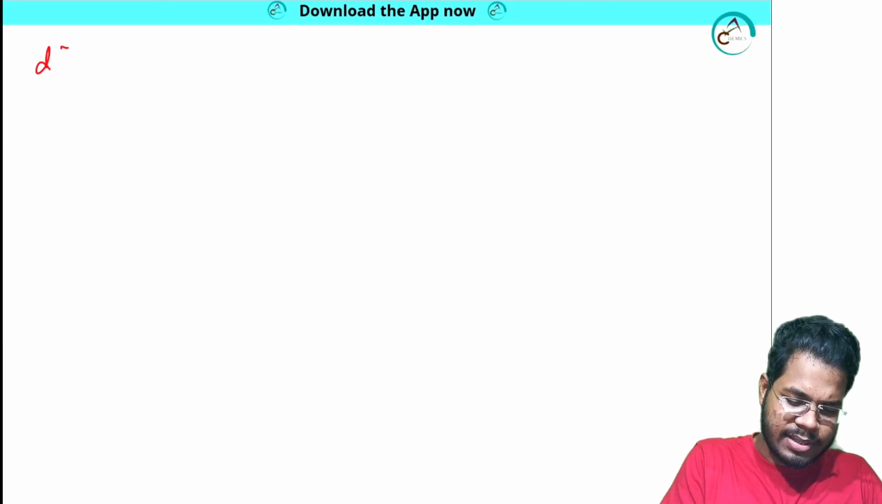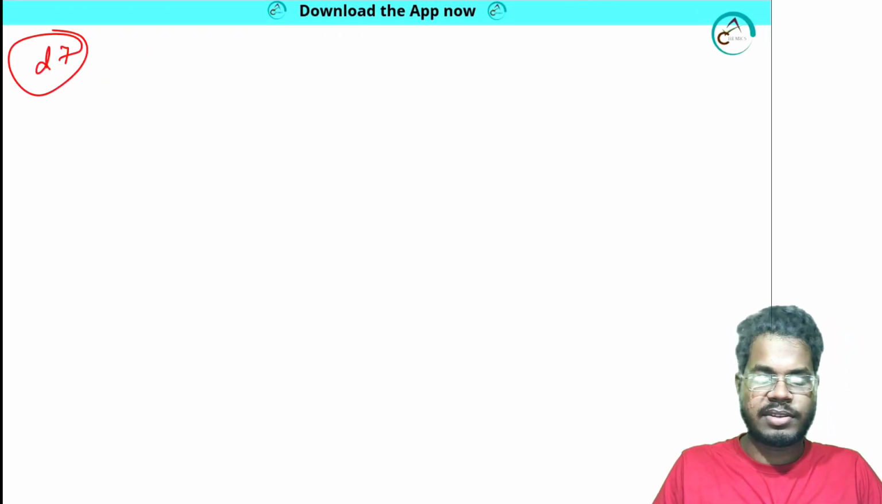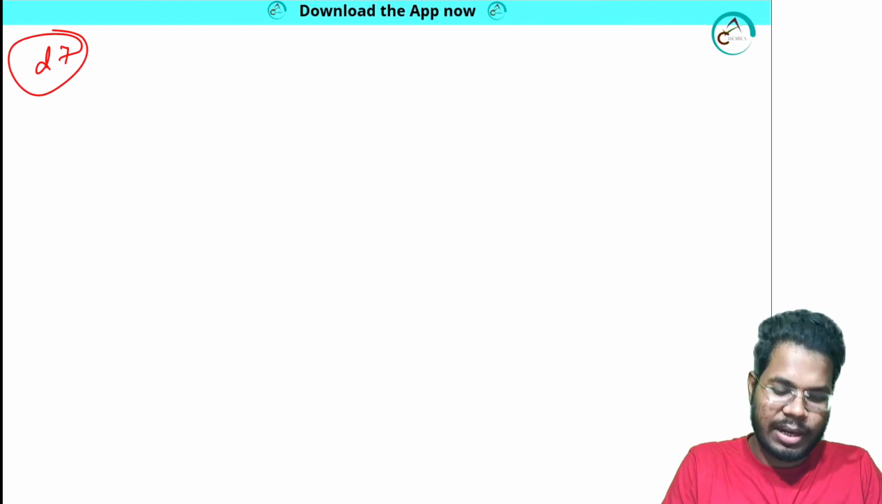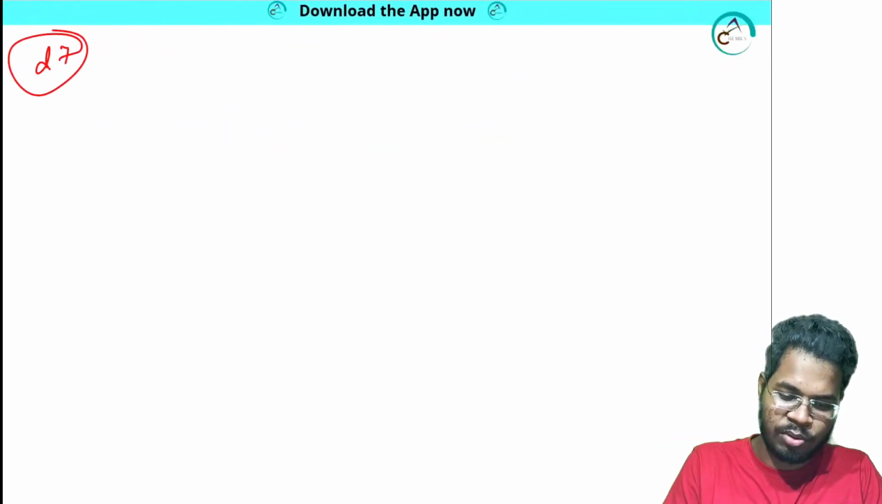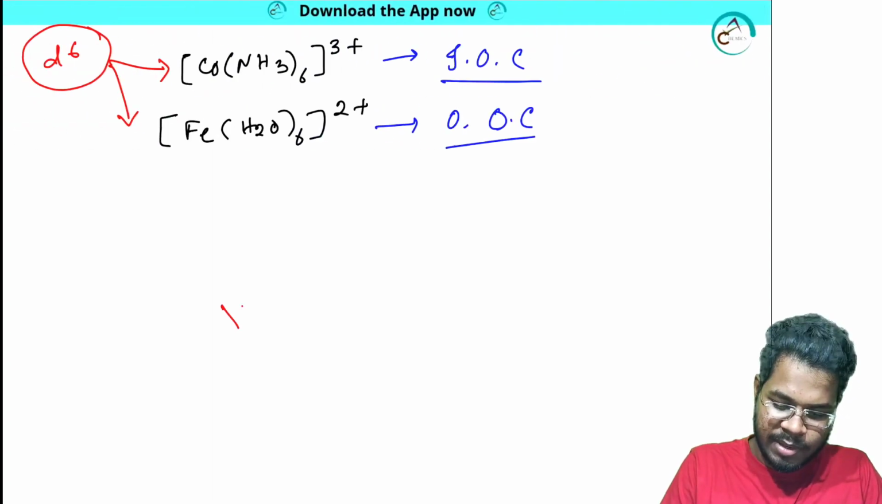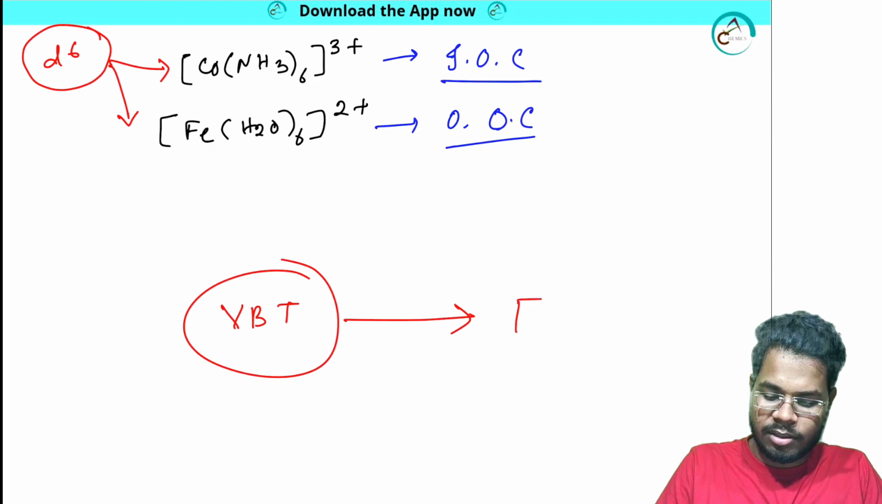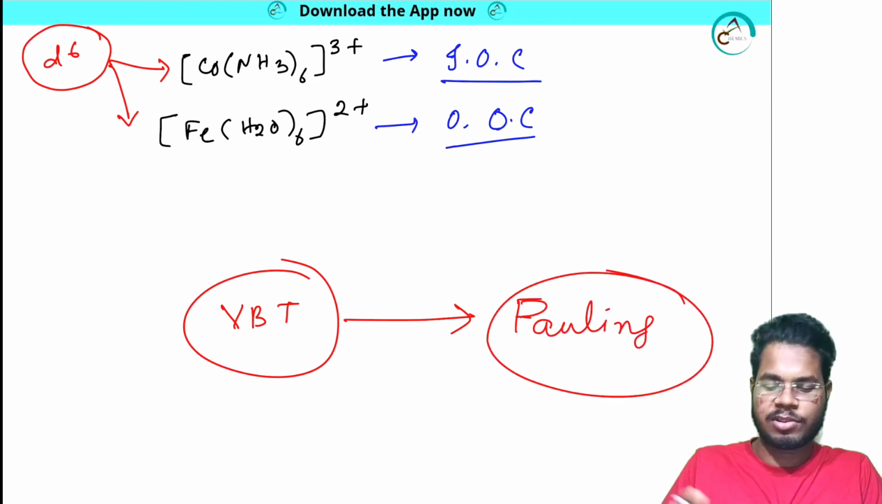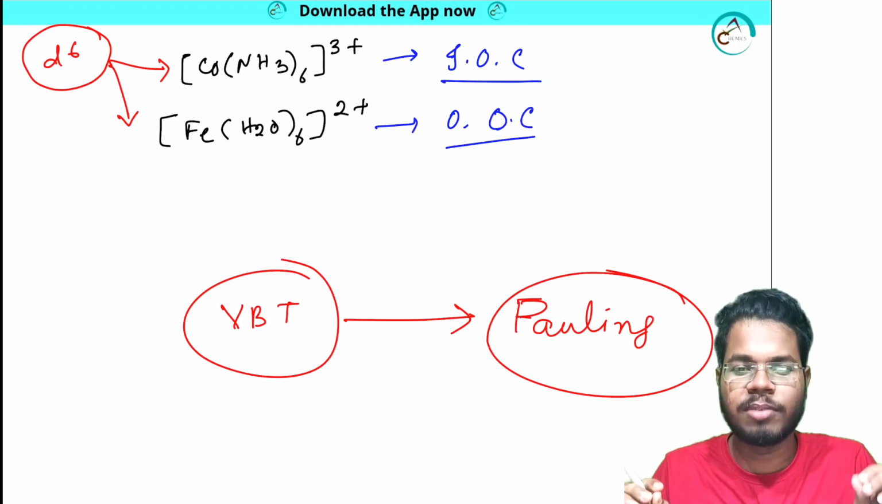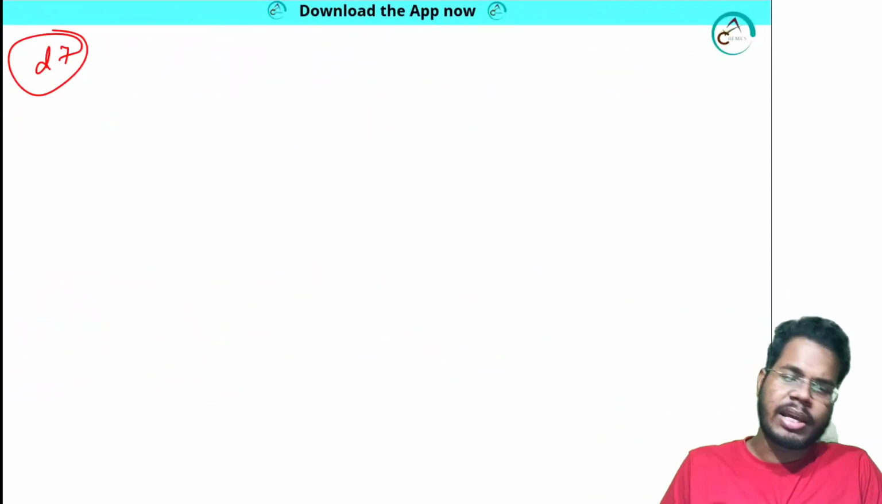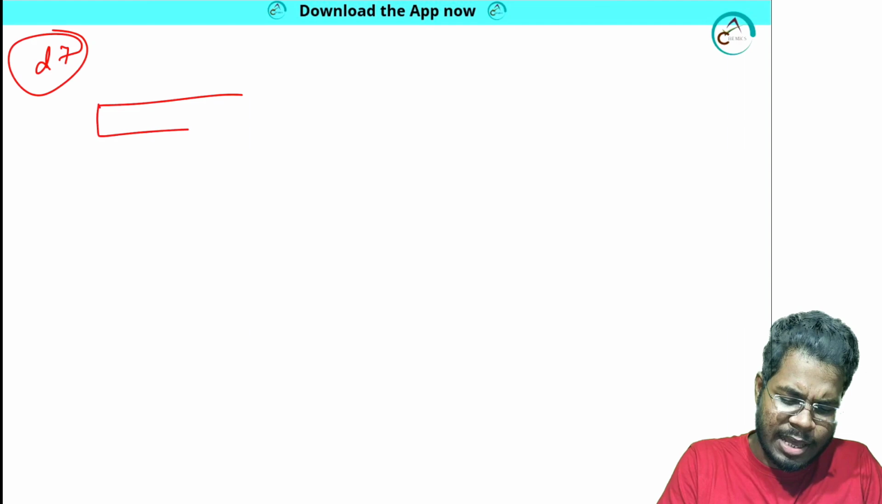Let me take the d7 system. It is very interesting. Let me take one example like that. I told you, if I forgot, then I can tell you that this VBT theory was found by Pauling. Okay, I forgot, so let me tell you, because we have to give the credit to Mr. Pauling. So in the case of the d7 system, we can get the same thing.